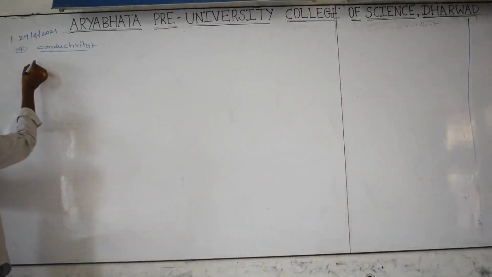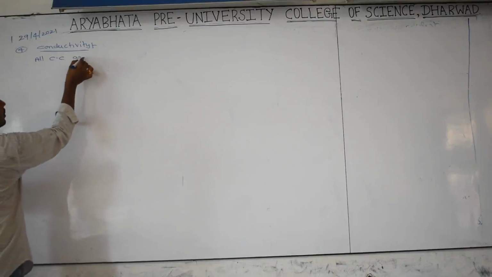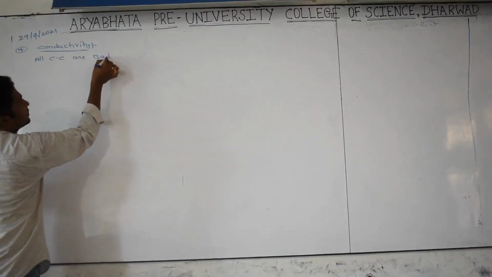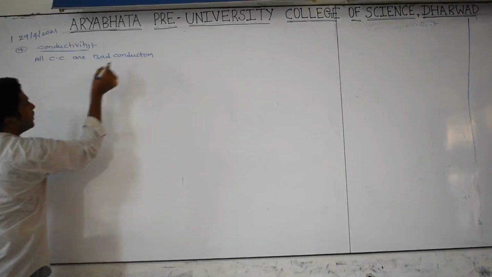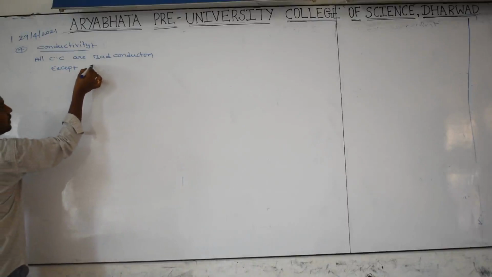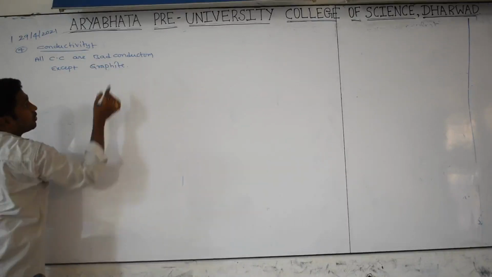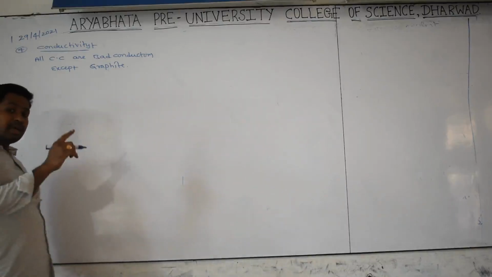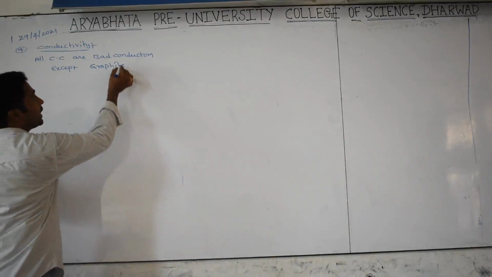Now, all covalent compounds are bad conductors. But one exceptional case is graphite. Graphite is a very good conductor of heat and electricity. Other than graphite, all remaining covalent compounds are bad conductors.